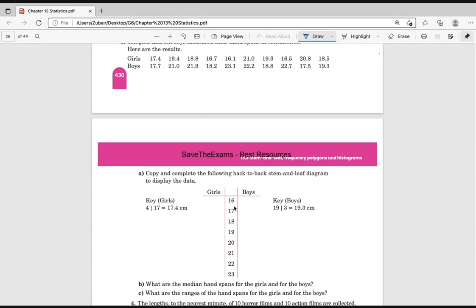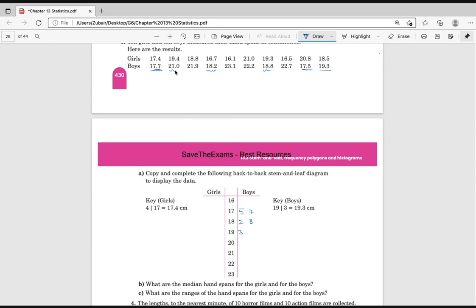So now we go back. I'm looking at 16 for boys and I find nothing. Then 17 in boys, 17.7 and 17.5. That's not too much data, so I can write them neatly directly. After 17, I have 5 and 7. In 18, I can see 18.2 and 18.8, so 2 and 8 in order. Then 19, I can see only 19.3. Then 20, nothing.